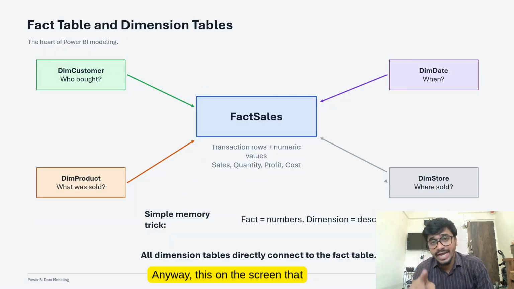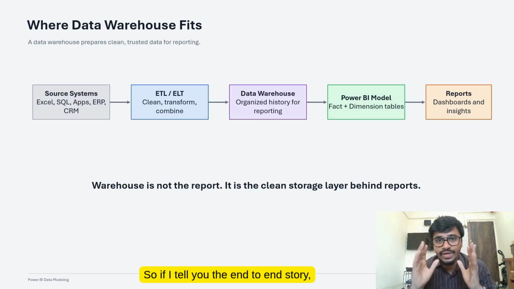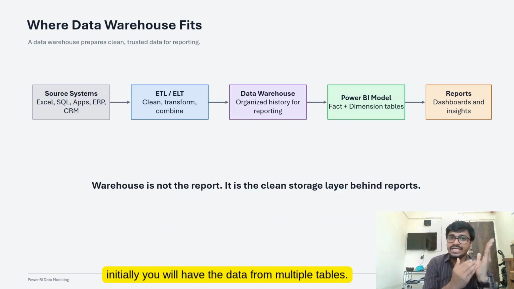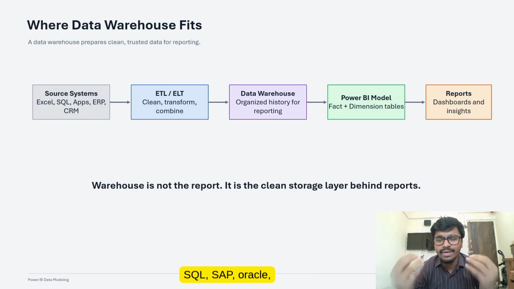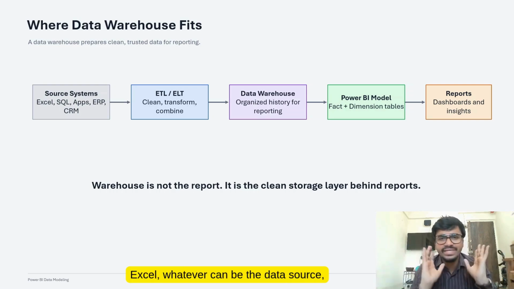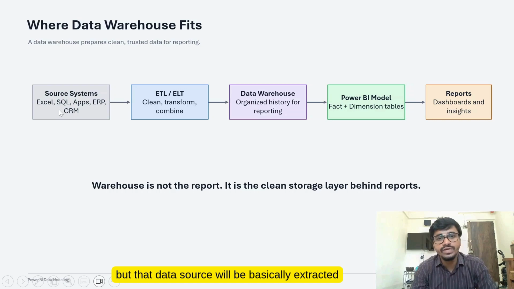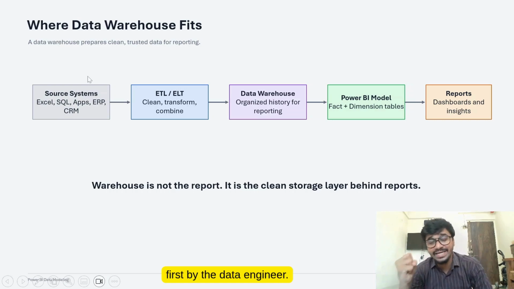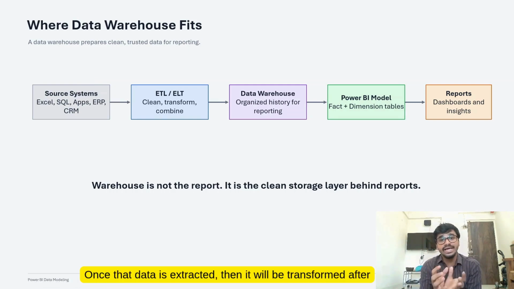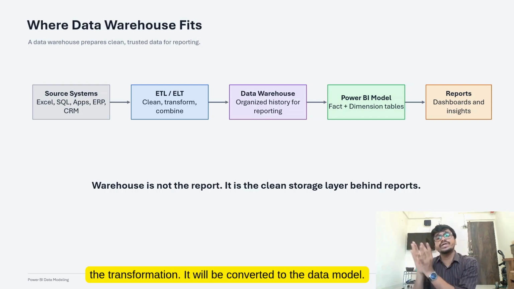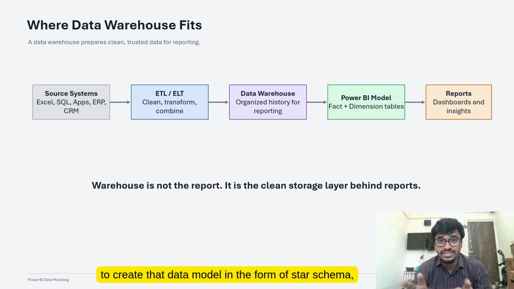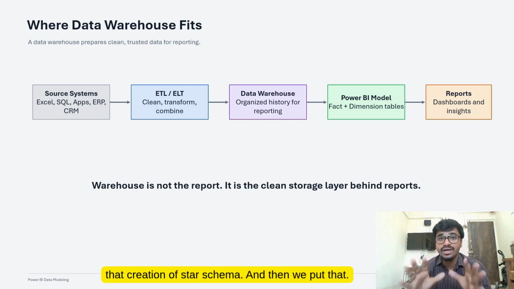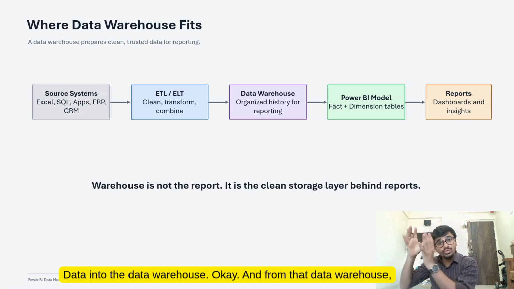Anyway, what you can see on the screen is nothing but data warehousing. If I tell you the end-to-end story, initially you will have the data from multiple sources. Your organization might be using SQL, SAP, Oracle, Excel, whatever the data source can be, but that data will first be extracted by the data engineer. Once that data is extracted, it will be transformed. After the transformation, it will be converted to the data model. I already told you how to create that data model in the form of a star schema. After creating the star schema, we put that data into the data warehouse.